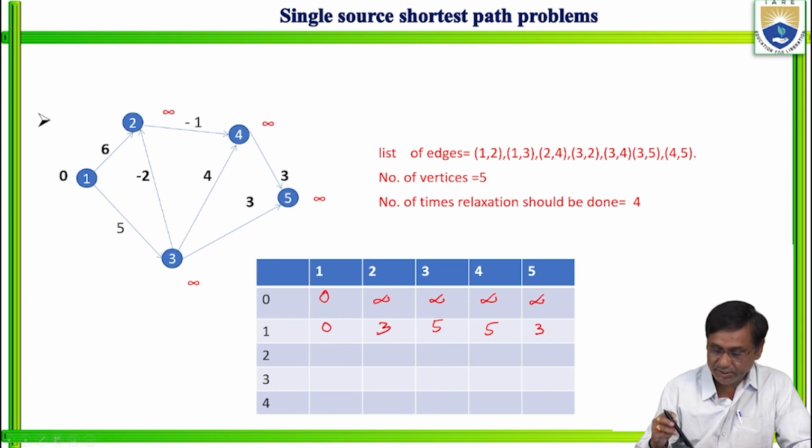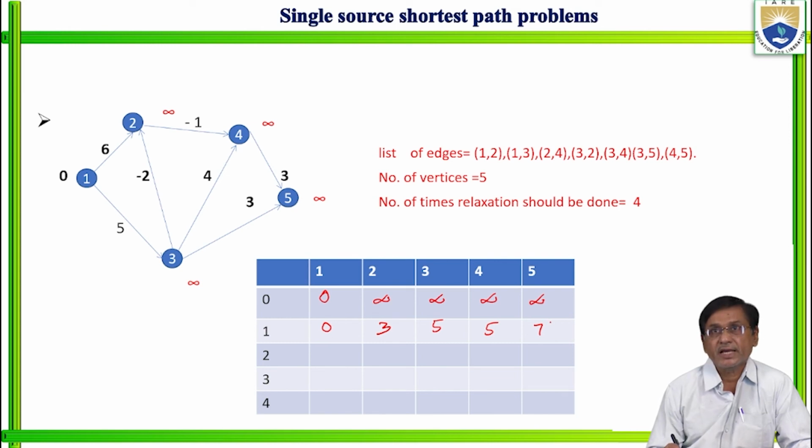Its value is changed. Now coming to 5, 3 to 5. So 3 to 5 is how much? The value of 3 is 5 and 3 to 5 is 3, so 5 plus 3 is 8. But vertex 4 is 5, and 4 plus 3 is 7. So you can take it as 7. The minimum of 3 to 5 and 4 to 5 is 7. That is corresponding to the first relaxation.